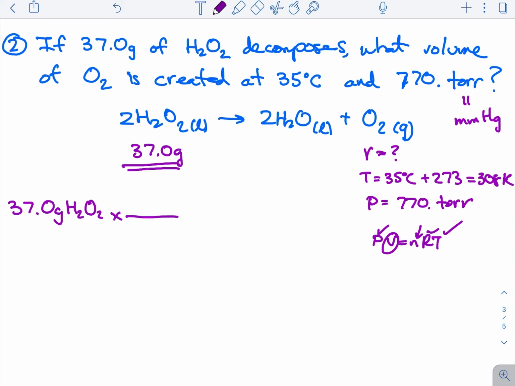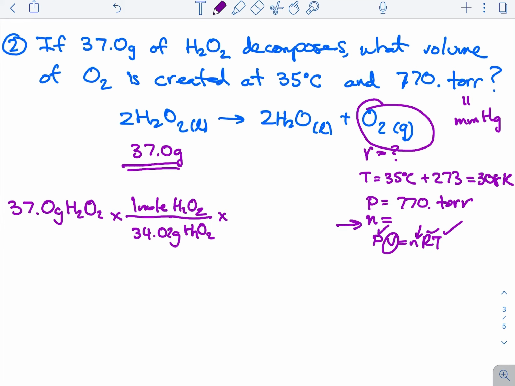especially gram stoichiometry, so you all know that we can change this from grams to moles. So that's going to be 2 times hydrogen plus 2 times oxygen. This is 34.02 grams of hydrogen peroxide per 1 mole of hydrogen peroxide. And now, that's moles. Sometimes people get here and they're like, oh, look, I have moles. But you don't have moles of the gas. You need moles of the O2, not moles of hydrogen peroxide.